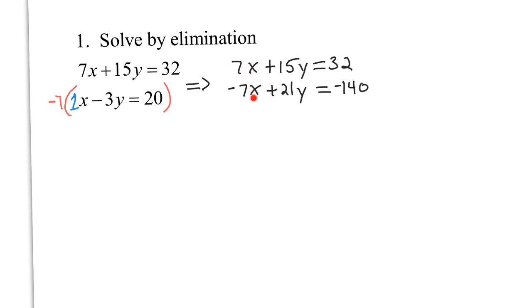Check the x's. Remember, that's what I chose to cancel. So I'm looking at the x's. They have the same number and they have different signs. So we are ready to cancel. You put a big line under the system. You cancel the x's. That's going to be 0.